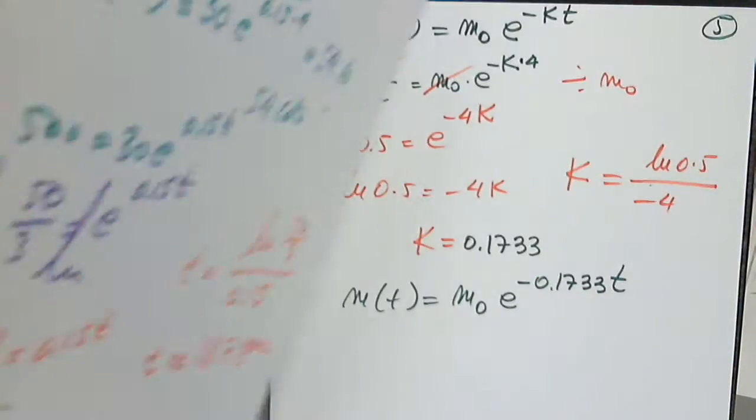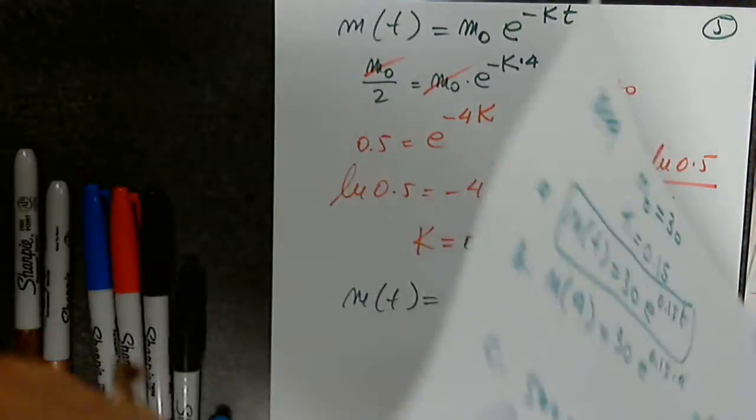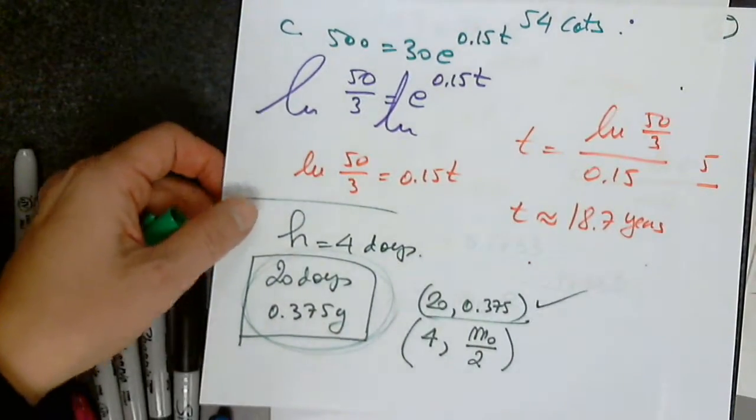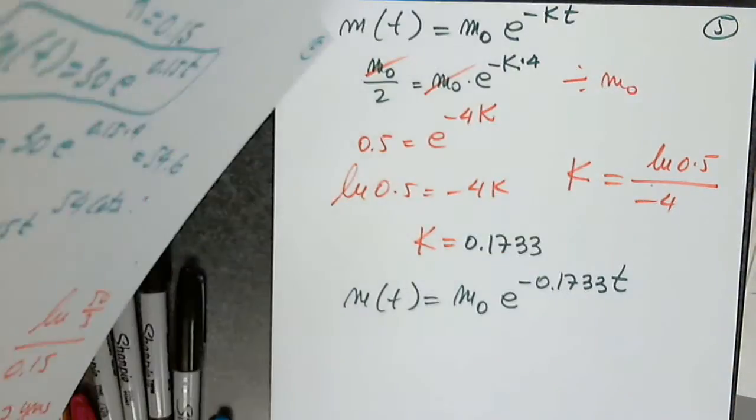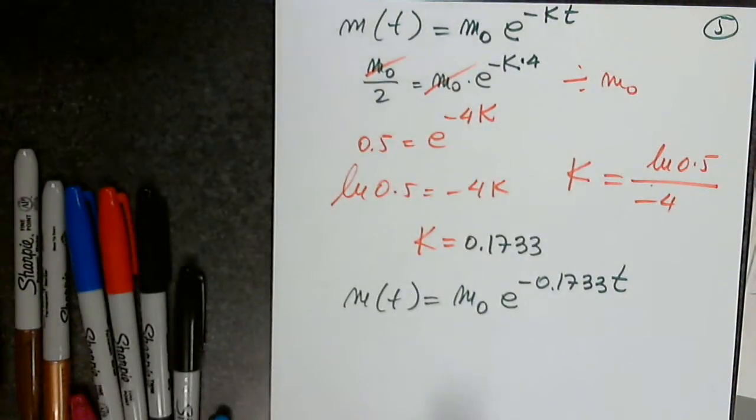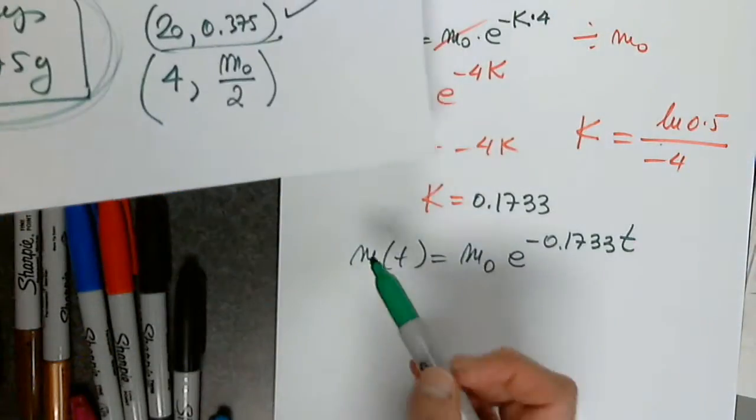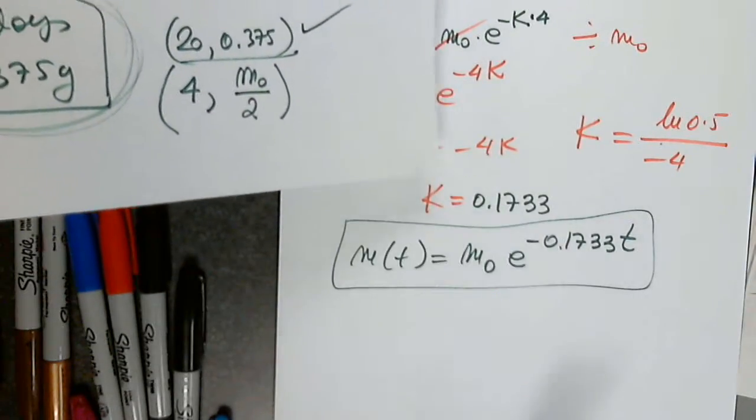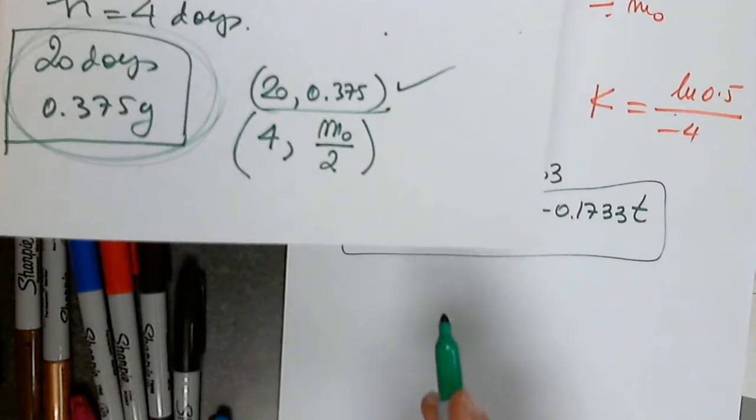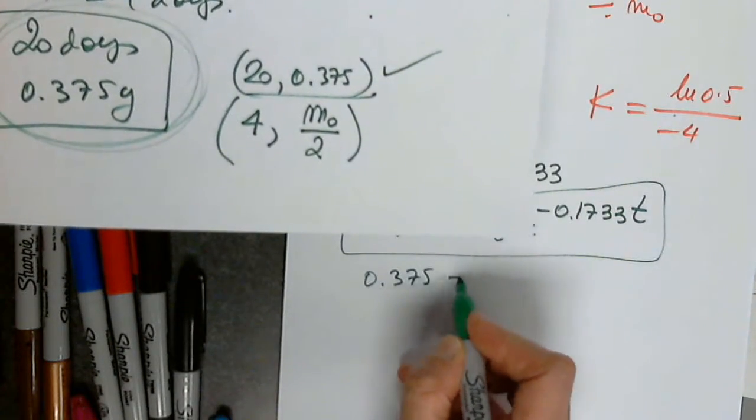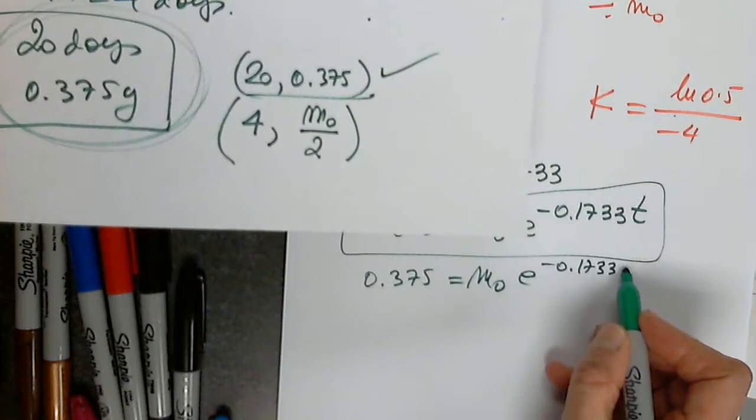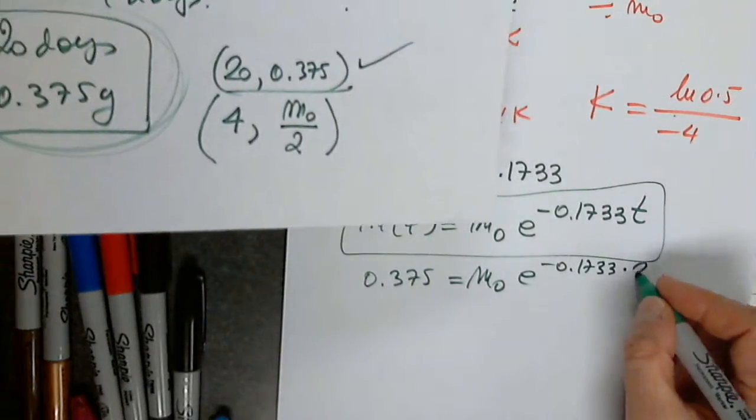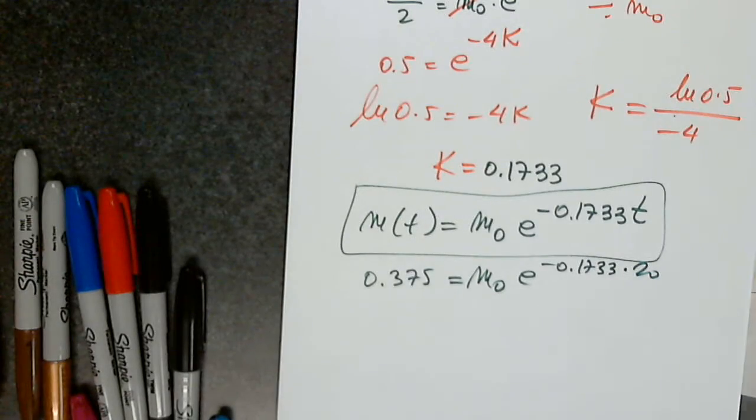Now I'm ready to use this point. What am I going to do with this point? I should have presented this one. So right here, this point. What will this point help me determine? Exactly. So please tell me how to plug this point in this model. What do I replace and where? So that's going to be 0.375 on the left-hand side. This is m0 e to negative 0.1733 multiplied by, exactly, when t is 20, the mass is 0.375.